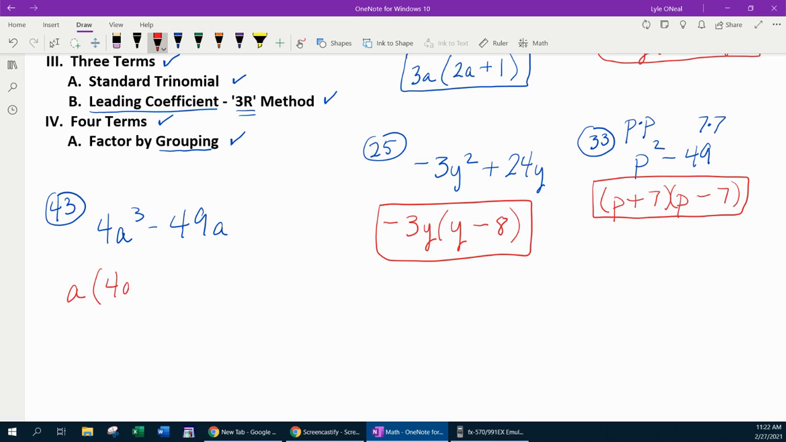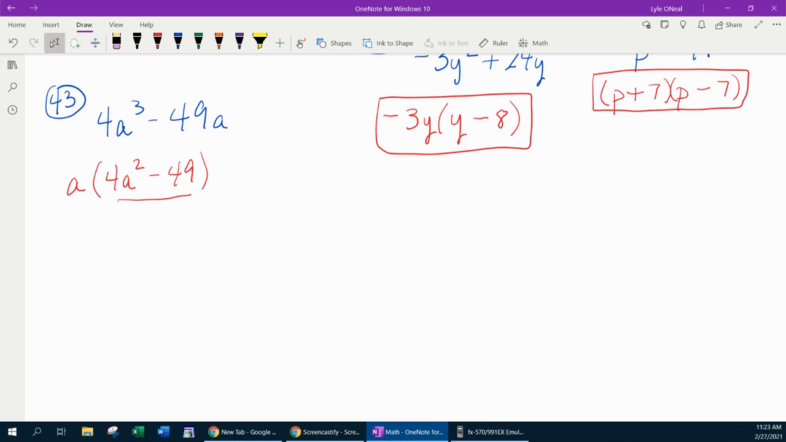Remember, that has to be done first. So that's going to leave me a 4a squared minus 49, right? If I divide both of those by a, each factor loses a factor of a. And then I'm going to consider what's left over to see if it'll factor further. Well, 4a squared minus 49 is the difference of two squares. And I can't stress enough how important it is to make sure you've got a minus there for the difference of squares. So the a comes down.